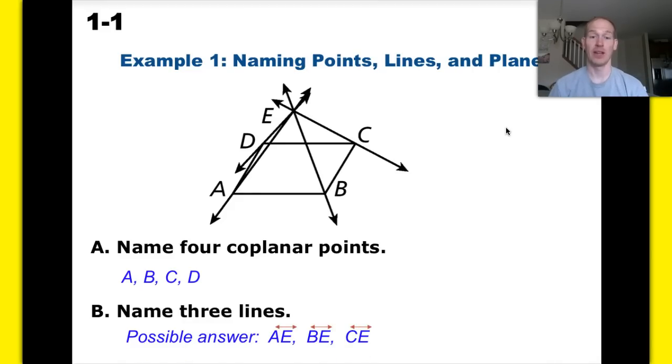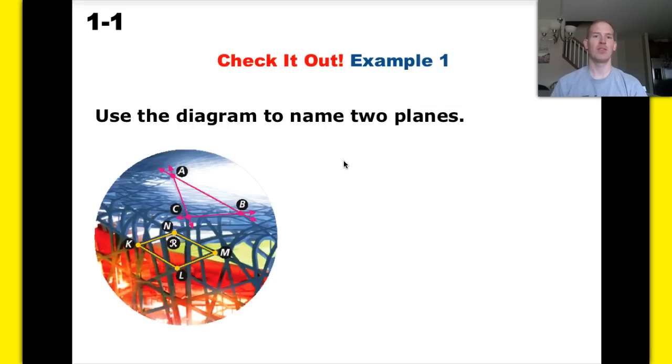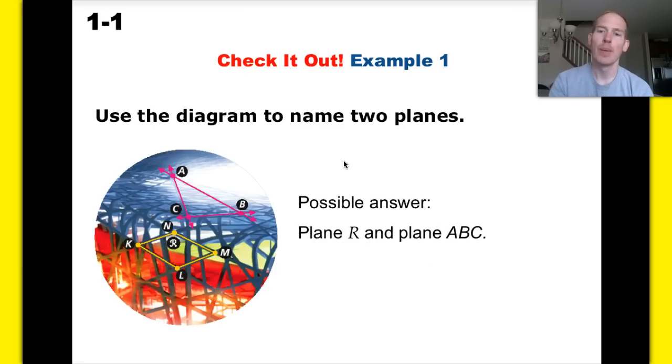Possible answers: line AE, line BE, and line CE. DE was the only other one that could have been. CB is not, because they do not extend forever. You'll learn that is a line segment. Use the diagram to name 2 planes. We could call that plane R, or we could say another plane would be plane ABC. There we go.